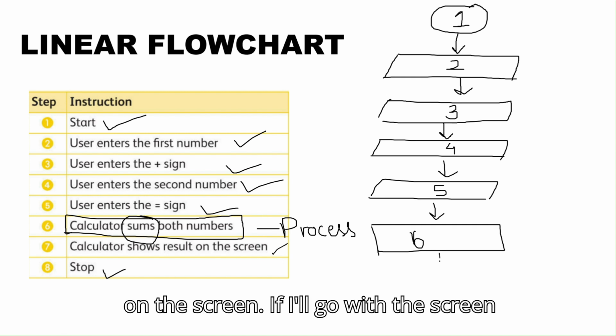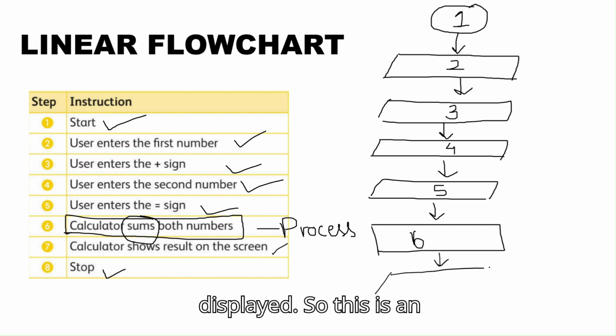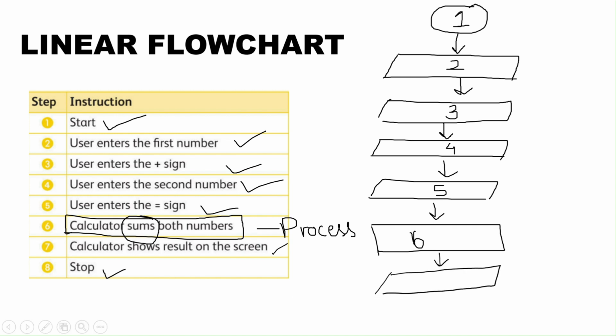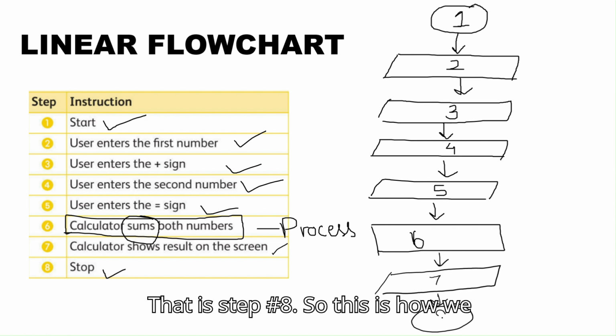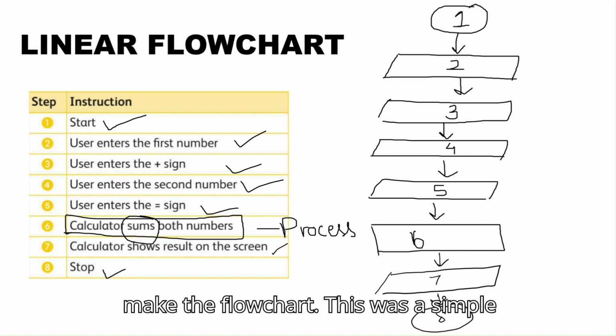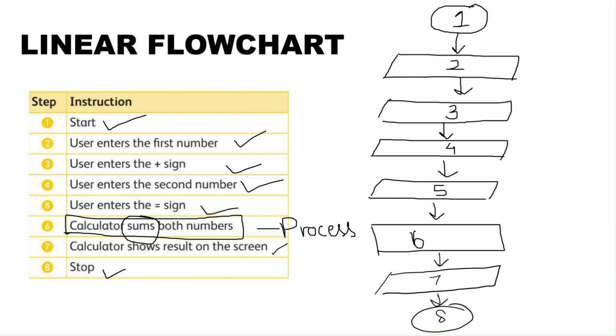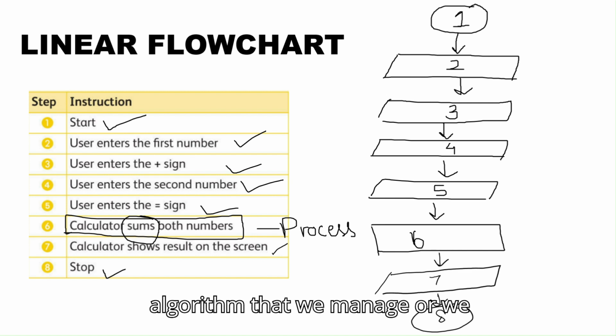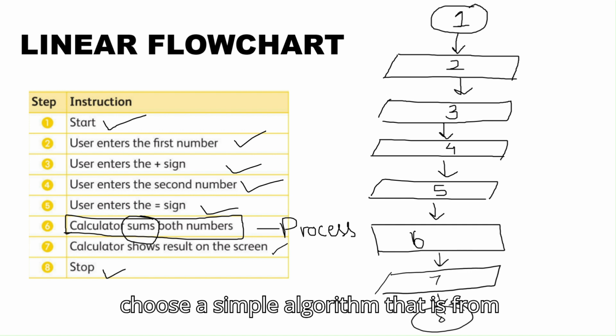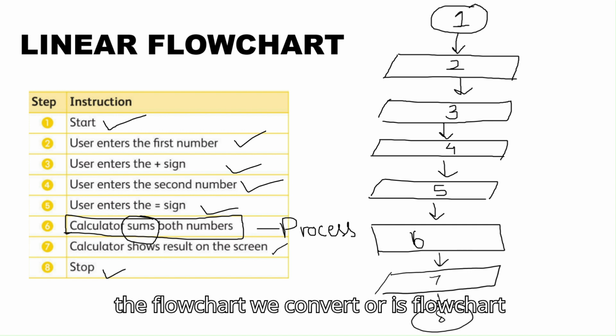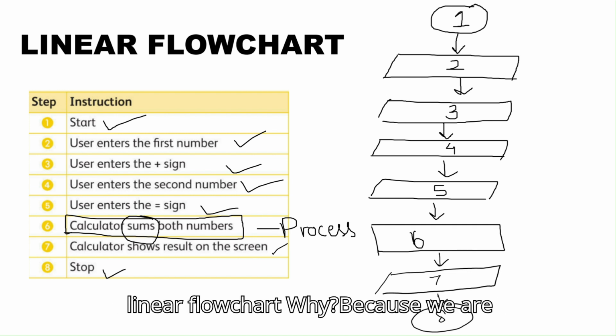If I go with the screen again, this is something that will be displayed. So this is an output. जो भी हमें अपनी screen पे output नजर आता है या display होता है, उसको हम output बोलते हैं. तो ये मेरा output है step 7. That is step number 8. So this is how we make the flowchart. This was a simple algorithm that मैंने जो भी चूज करा है, एक सिंपल एल्गोरिदम था जिसको हमने फ्लो चार्ट में कन्वर्ट करा. और इस फ्लो चार्ट को हम लीनियर फ्लो चार्ट कहते हैं.